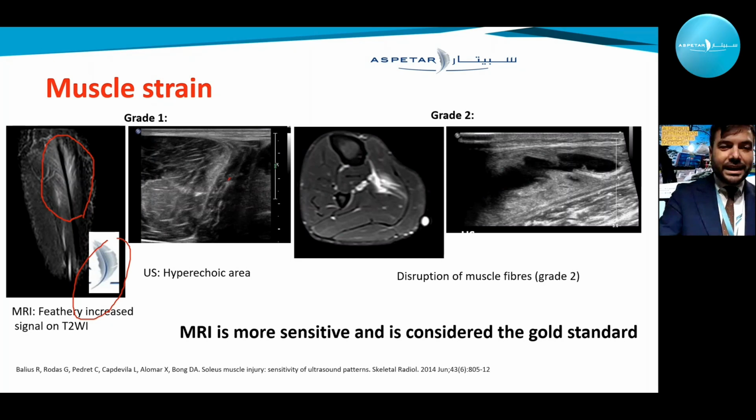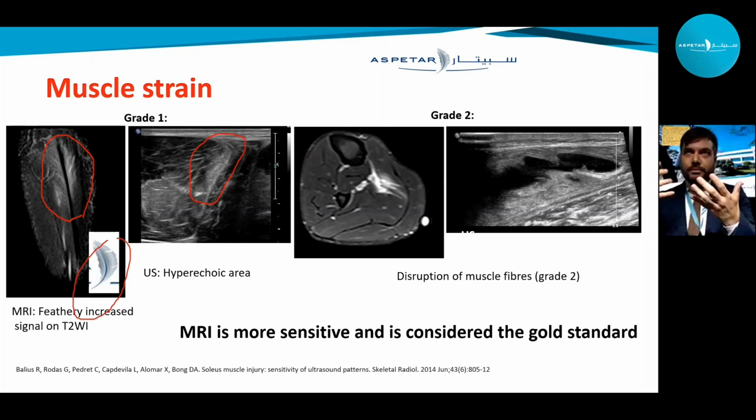In ultrasound, it corresponds with this area that is hyperechoic. Normally, people that do ultrasound may think, okay, why is it not hypoechoic? Because normally water is hypoechoic. It is hyperechoic because this is more bleeding, let's say, to make things easier. Okay, that's why we see these grade 1 strains as hyperechoic instead of hypoechoic.